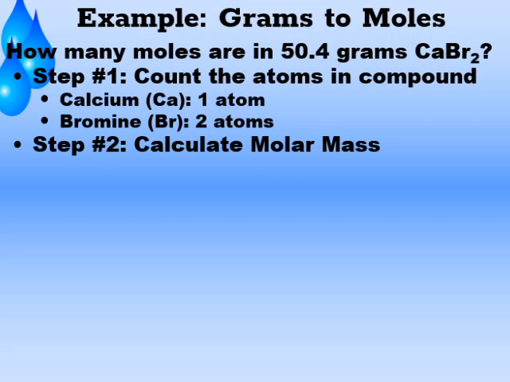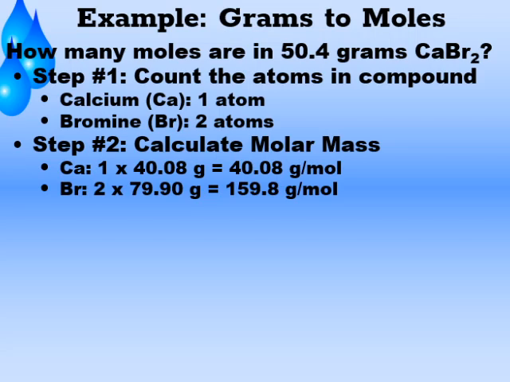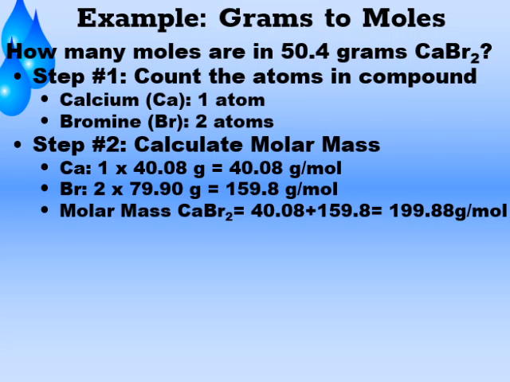Our second step is to calculate our molar mass, and if we look at our periodic table, each calcium is 40.08 grams, so 1 times 40.08 gives me 40.08 grams per mole for calcium. And bromine, I have 2 of them, and from the periodic table, they're each 79.9, so it's 2 times 79.9 grams, which would equal 159.8 grams per mole for bromine. Add them both together to get our total molar mass, and you end up getting 199.88 grams per mole for the molar mass of calcium bromide.